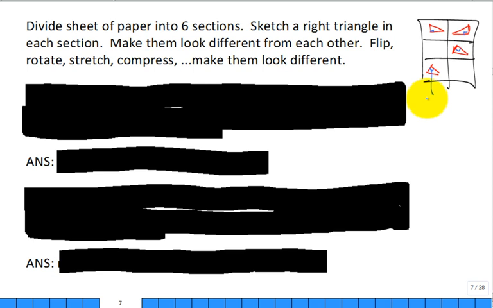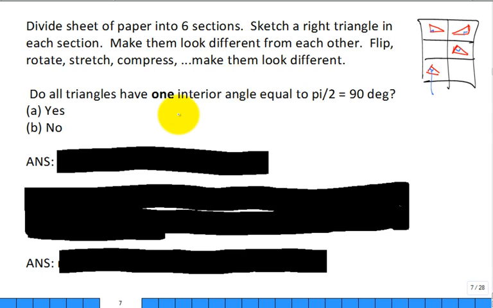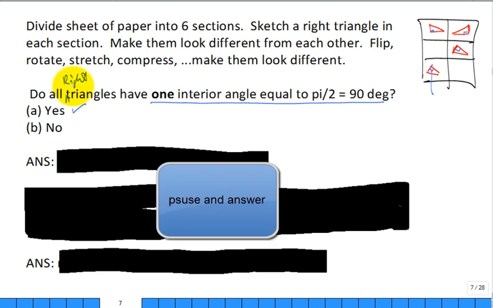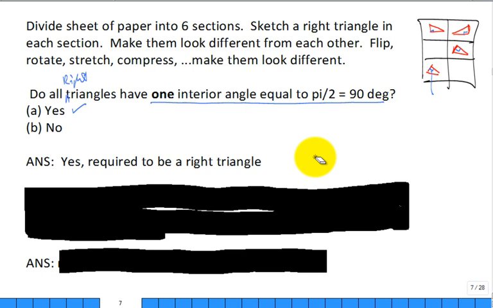But we're going to find in this chapter and throughout the rest of statics, when we have 2D problems, we have to be experts at right triangles in this class as engineers. Do all of them have one interior angle equal to 90 degrees? Clicker question. Do all right triangles, did I leave that word out? Do all right triangles have one interior angle equal to pi over 2 or 90 degrees? I'm sorry, I didn't want to be tricky there. All right triangles must have one angle that is a 90 degree angle. Otherwise, it's not a right triangle. It's a definition of what's a right triangle.